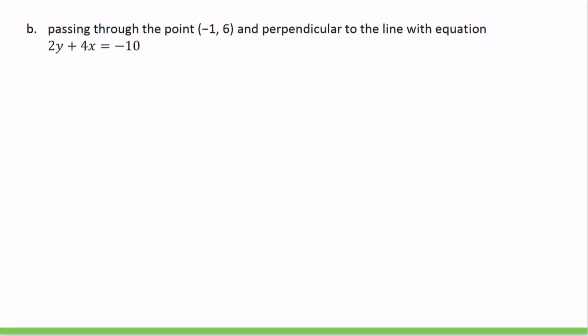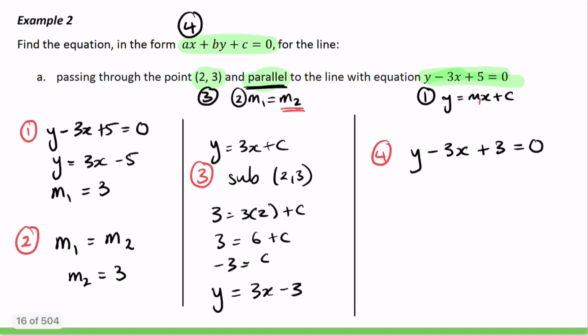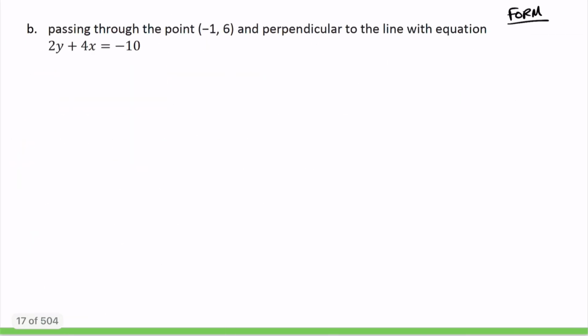Part B is very similar. And likewise, we have to present it in the same form, so that introductory part applies for this part as well. That's why I've written it there, just so that I can remember to do that later on. This time the line is going to be passing through the point (-1, 6). It's going to be perpendicular to the line 2y plus 4x minus 10. And then, of course, don't forget that we have to put it in that specific form of ax plus by plus c is equal to 0.